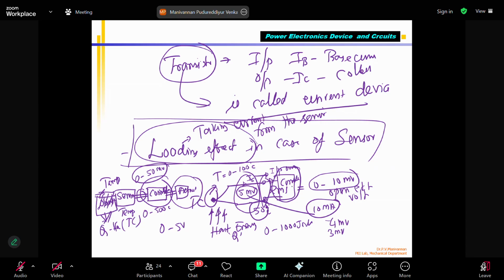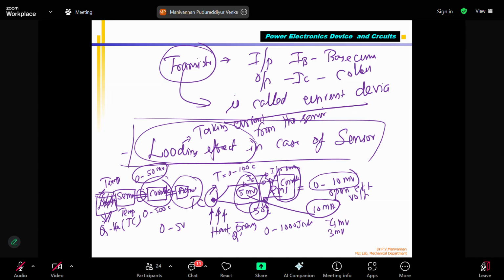What does the controller think? The temperature of the metal block is 40 degrees, because 4 millivolts represents 40 degrees. 3 millivolts represents 30 degrees. Correct? 6 millivolts is 60 degrees. Even though the temperature of the metal block measured by the thermocouple is 50 degrees, the sensor voltage was reduced due to loading, because the controller took some current.